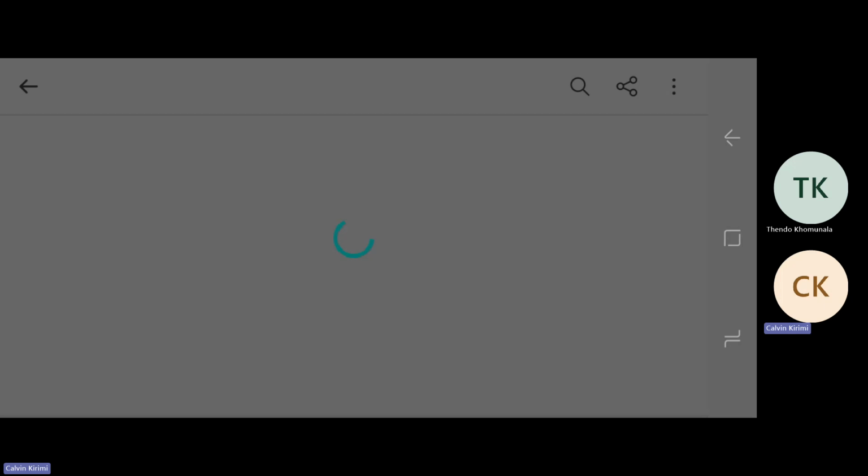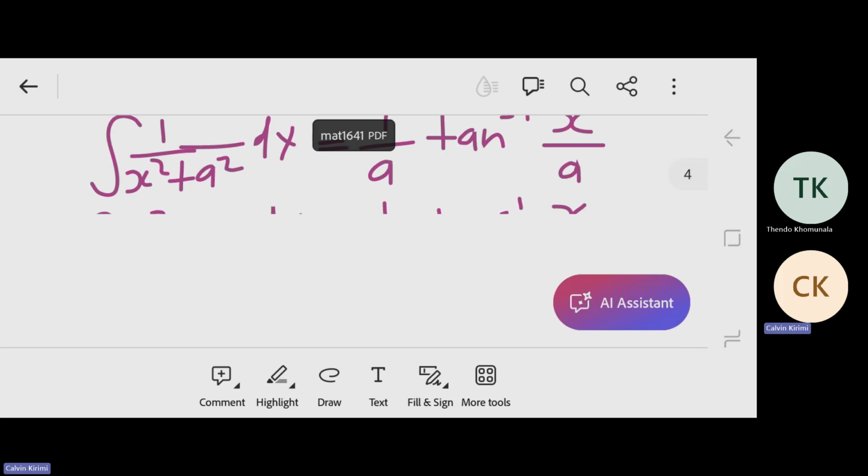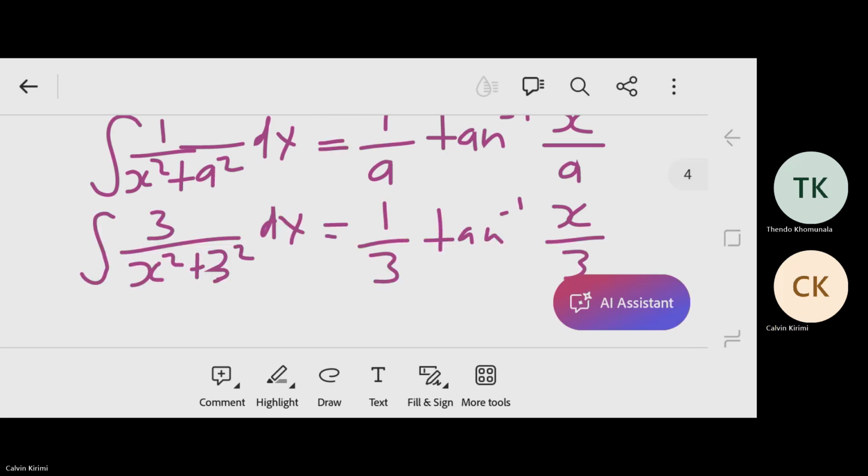So for tan, it's a bit tricky. It's 1 over a, arctan, inverse of x over a, tan. So you must be careful about that. For tan.